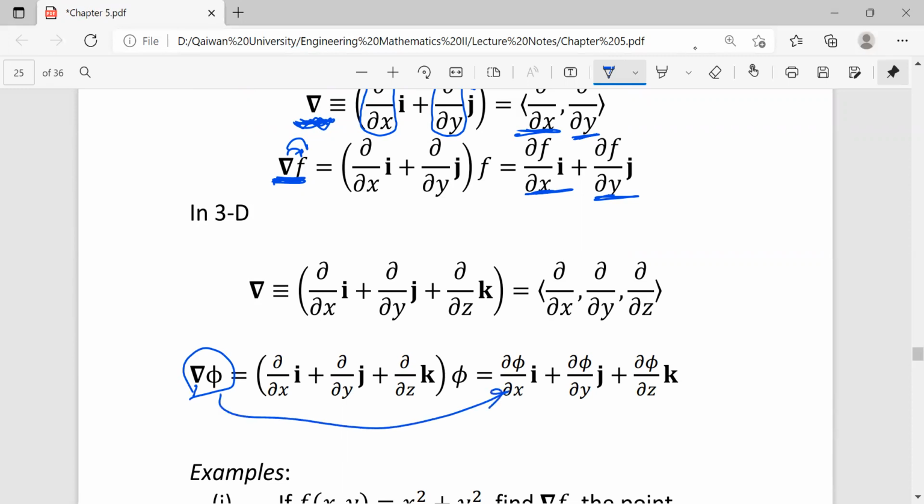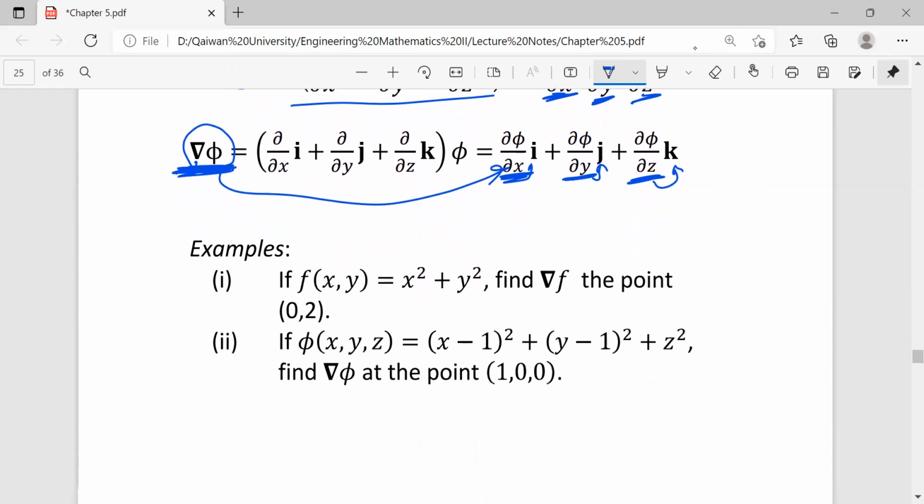First, let's talk about this one. The del operator is the partial derivative with respect to x, the partial derivative with respect to y, and the partial derivative with respect to z, and it can be written as this vector. So grad phi, which is del phi, where phi is a scalar field, equals the partial derivative of the scalar field with respect to x, y, z. We multiply for x by i, plus for y by j, and for z by k.